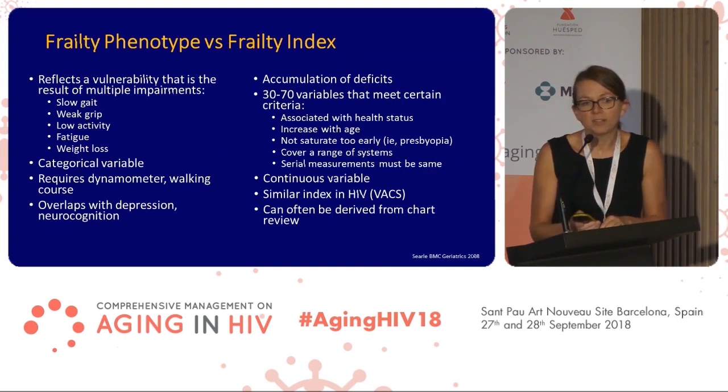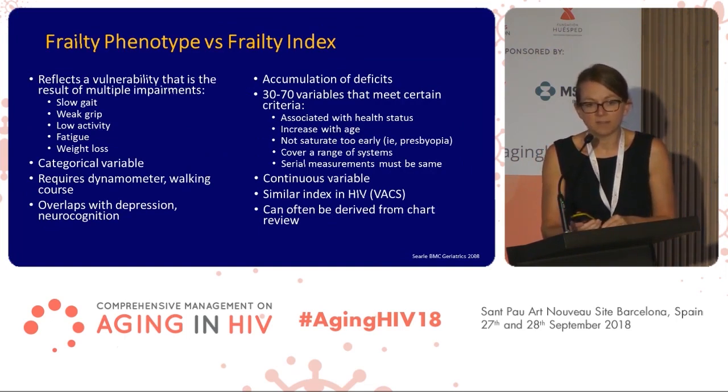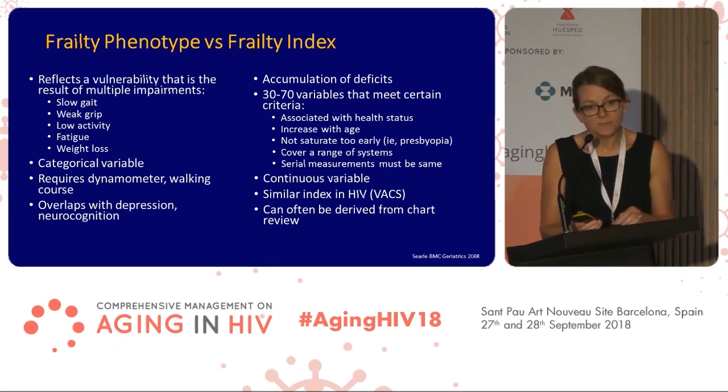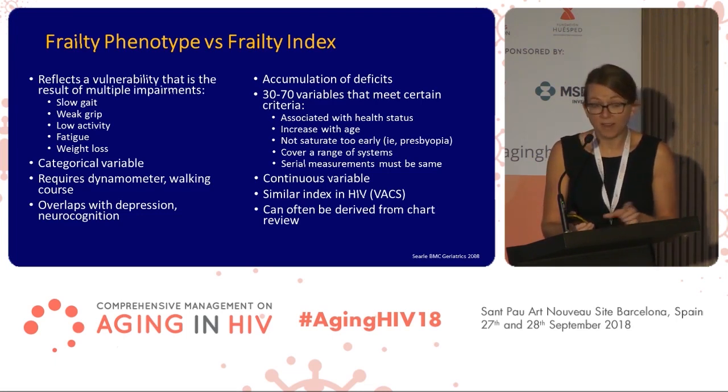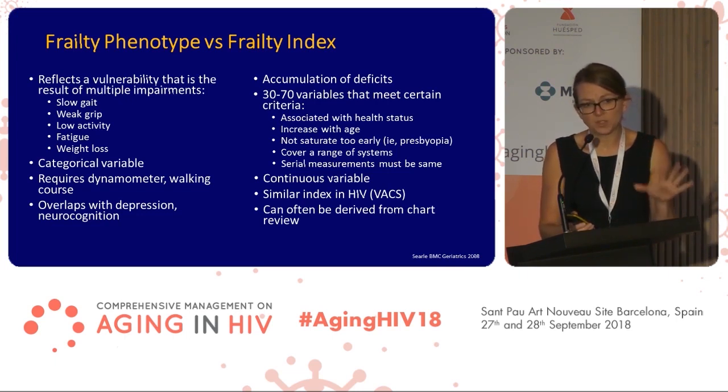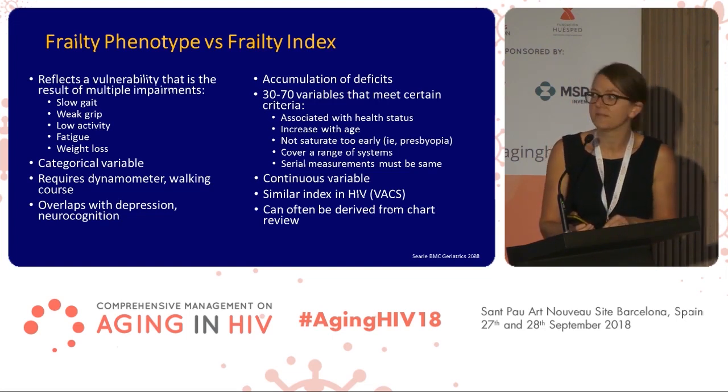And when we talk about frailty, there's two common ways that we tend to define frailty, which many of you are probably familiar with. The first one is the Fried Frailty Phenotype, and the other way is the Rockwood Frailty Index. The Fried Frailty phenotype represents a vulnerability, and it's often defined by 3 or more impairments in the five variables of slow gait, weak grip, low activity, fatigue, and weight loss. There's 5 points total, and so it's kind of difficult to change someone out of frailty once they go in, in part because of the definition.